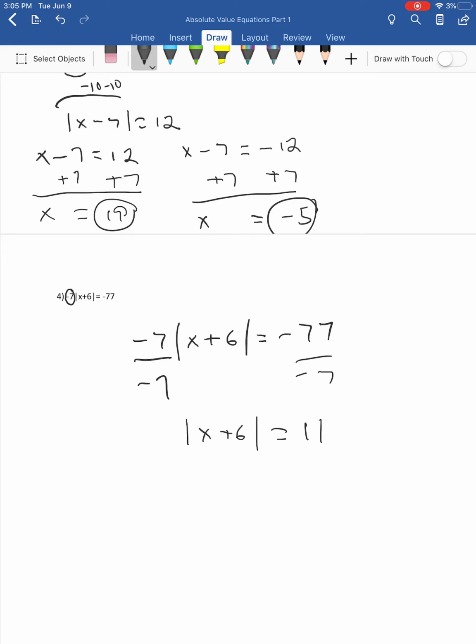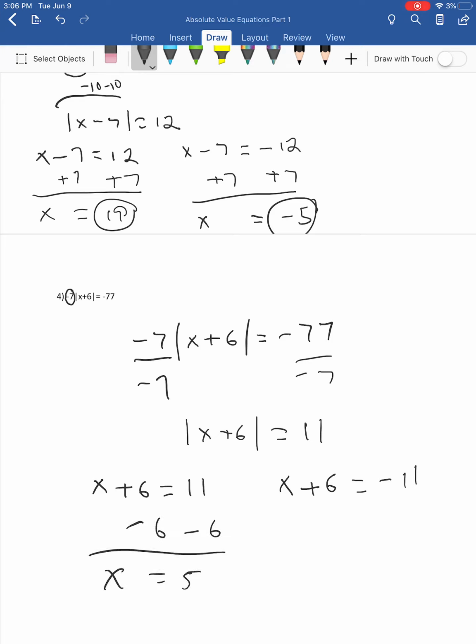Now, it's like what we did before. I'm going to drop the bars. I'm going to make two equations. My positive equation, x plus 6 equals positive 11. Negative equation, x plus 6 equals negative 11. Quickly solve. x is 5, and x is negative 17.